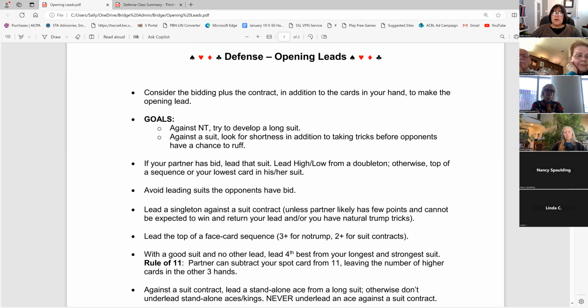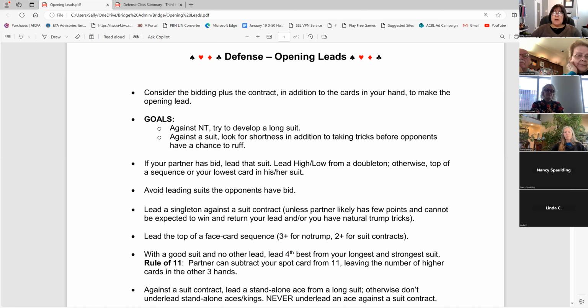The most critical rule probably for both no trump and suits is if your partner has bid, lead that suit. If your partner bid during the auction phase, lead your partner's suit, lead what they bid. In general, we lead high, low from a doubleton. Otherwise, we'll lead the top of a sequence, or we'll lead the lowest card, or generally the fourth card down in his or her suit.